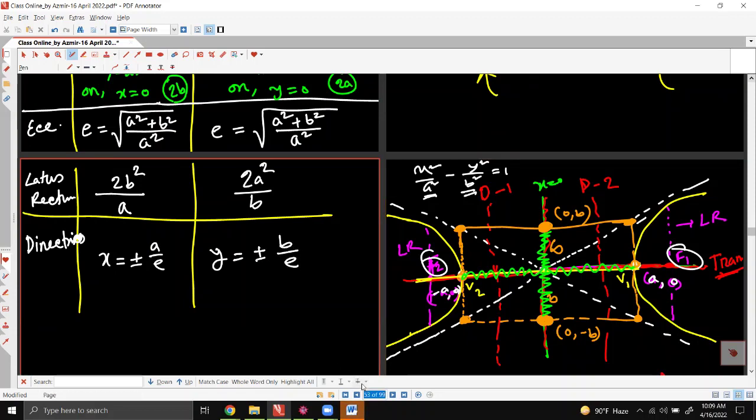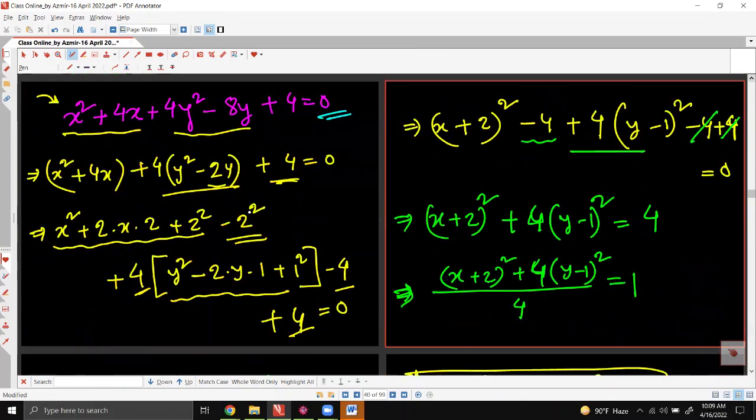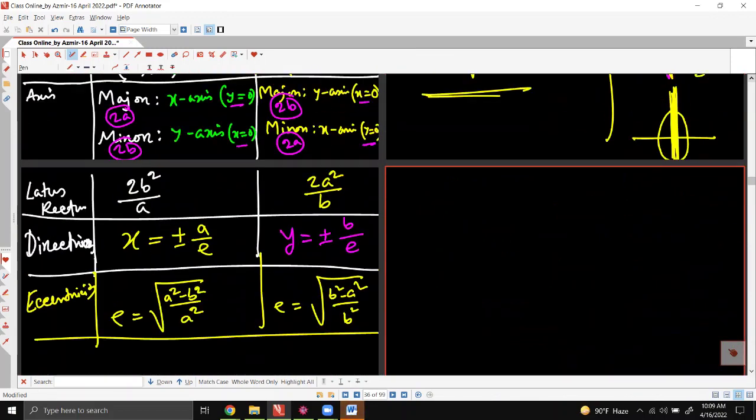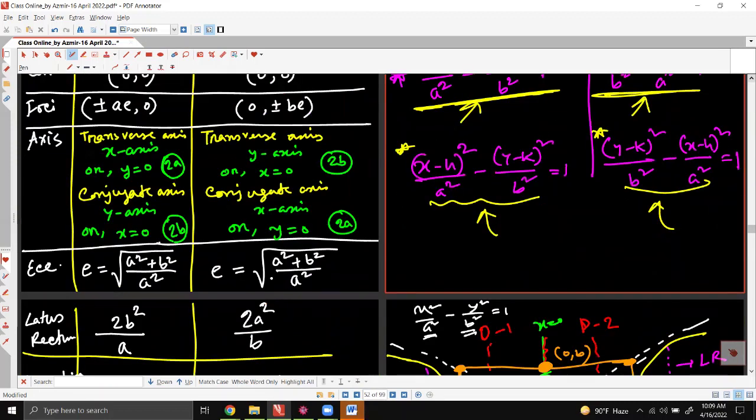So you can understand that whatever formulas we are writing here that are similar to ellipse. For ellipse we have written x equals plus minus a over e, and for the second type we have written y equals plus minus b over e. So all the formulas are same, but only the difference is found in eccentricity. Eccentricity for ellipse is this one, and eccentricity for hyperbola is given here.